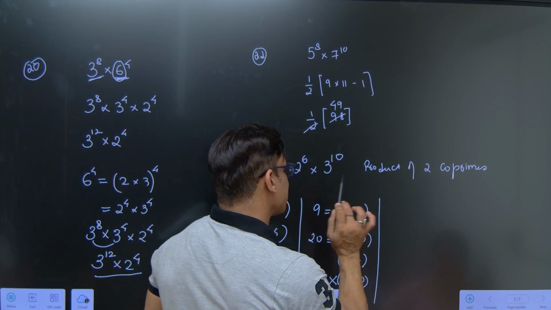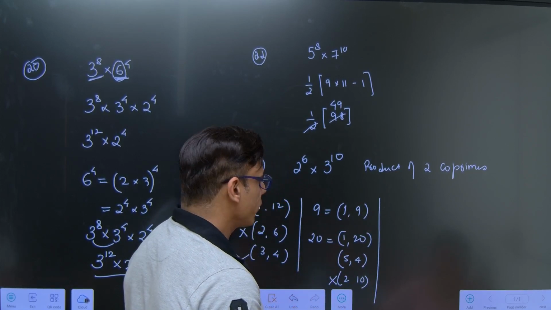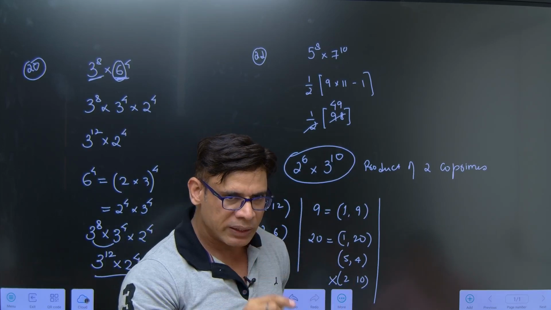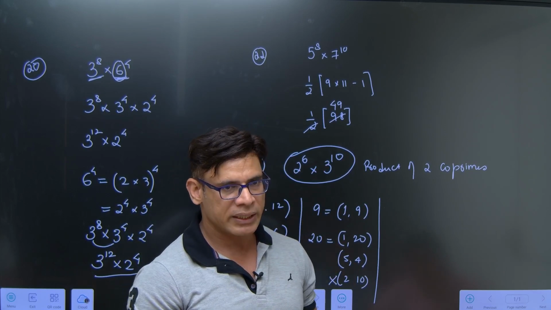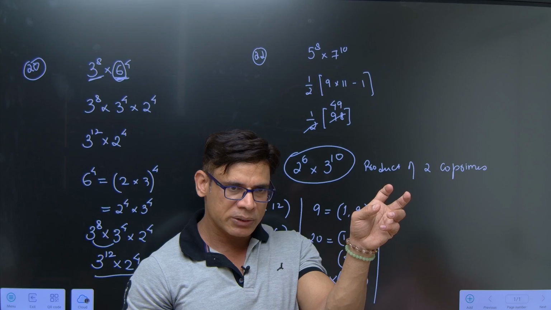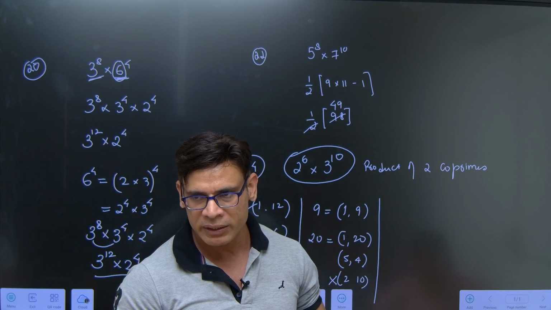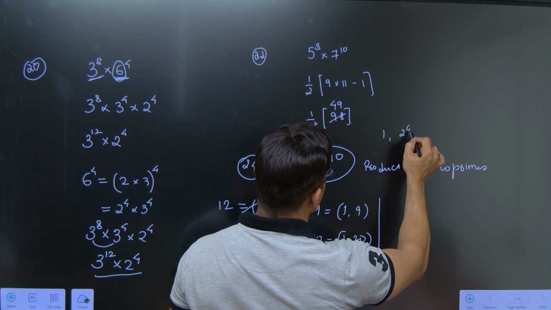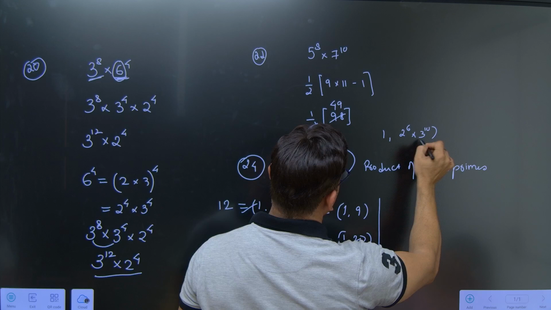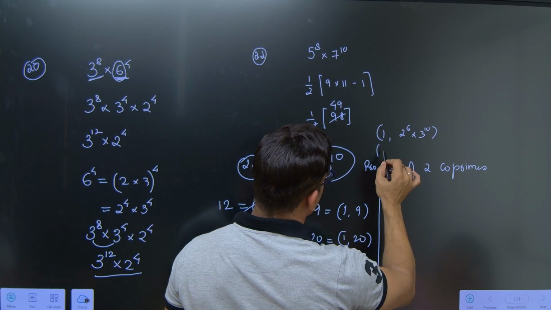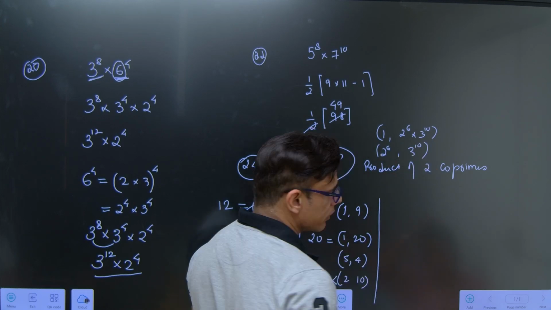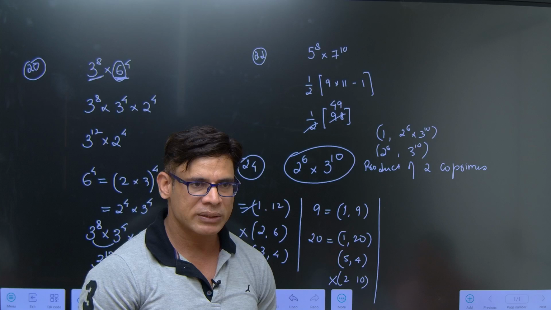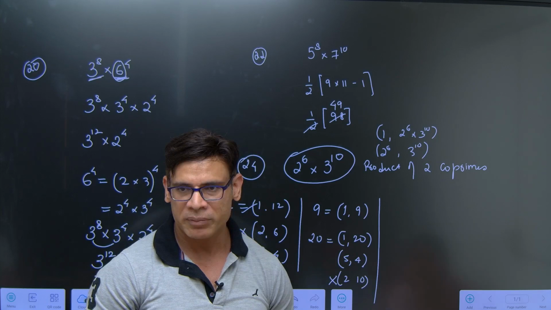So no matter which number you take, if you want to write any number as a product of two coprime, one will be 1 and the number itself, and second is the one part which is made by 2 and one part which is made by 3 only in this case. So 1 will be what? 1 and the other number is 2 raised power 6 into 3 raised power 10, एक हो गया, और दूसरा 2 raised power 6 and 3 raised power 10. So only 2 ways you can write a number as a product of two coprime.